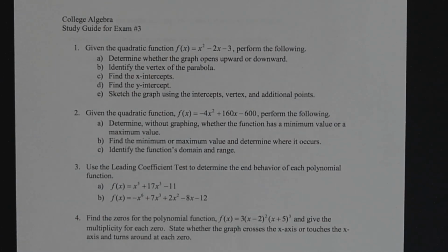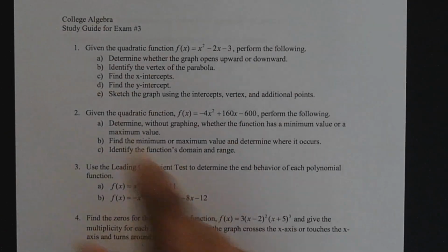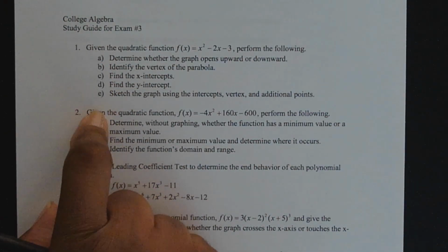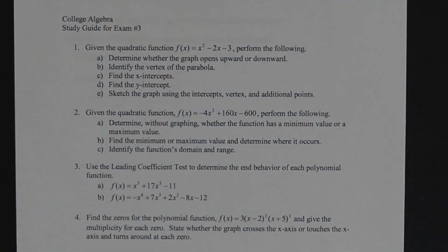All right, we'll go ahead and start with problem number 1. You're given the quadratic function f of x is equal to x squared minus 2x minus 3, and you're going to perform the following. So here you're just going to have these 5 things you're required to do.